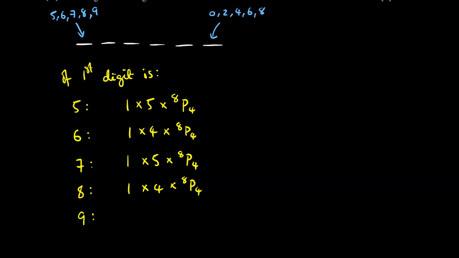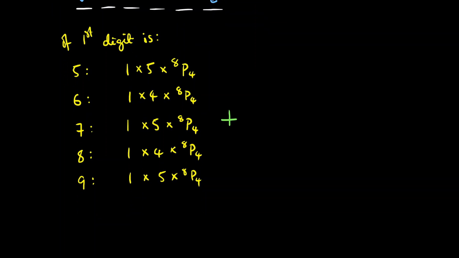Lastly, if the first digit is 9, there's one way I can choose 9. There are 5 ways I can choose the last digit because I can have any of these here. And there are 8p4 ways of choosing the middle digits. So what I've got is 5 lots of 8p4, 4 lots of 8p4, 5 lots of 8p4, 4 lots of 8p4, and 5 lots of 8p4. What am I going to do here? I am going to add all of these things here.